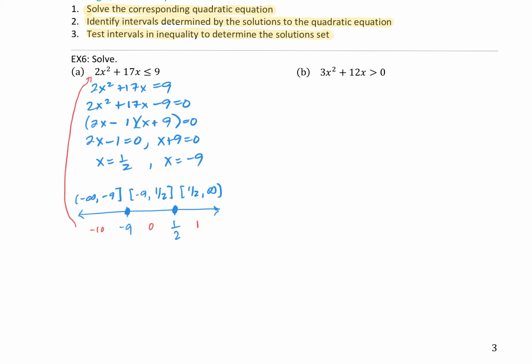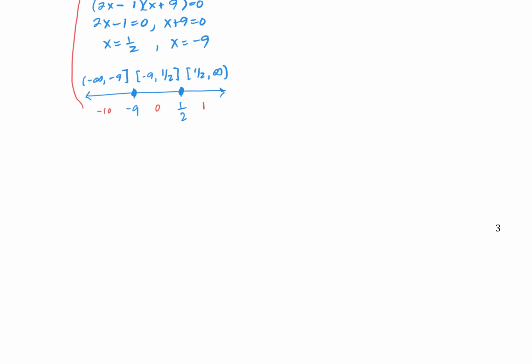See if it makes it true or false. So if I put in negative 10 for x, I'll get 2 times 100 minus 170. Is that less than or equal to 9? So that is 30, less than or equal to 9. That's false, which means I can't use any x values in that first interval. If I put any of those x values into my inequality, it'll make my inequality false.